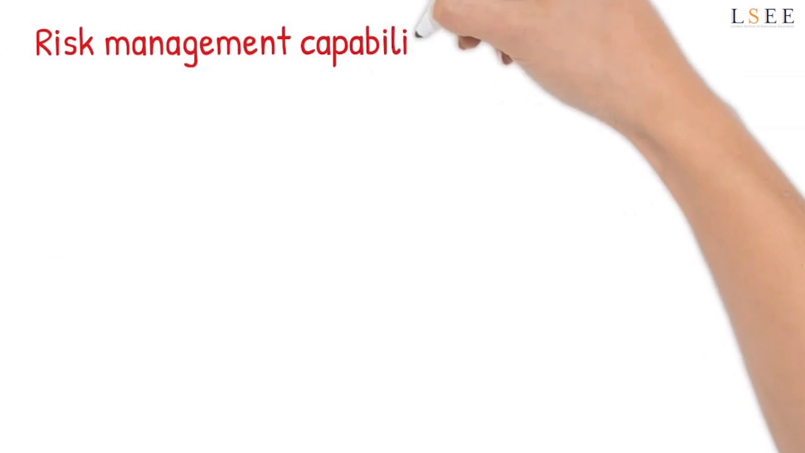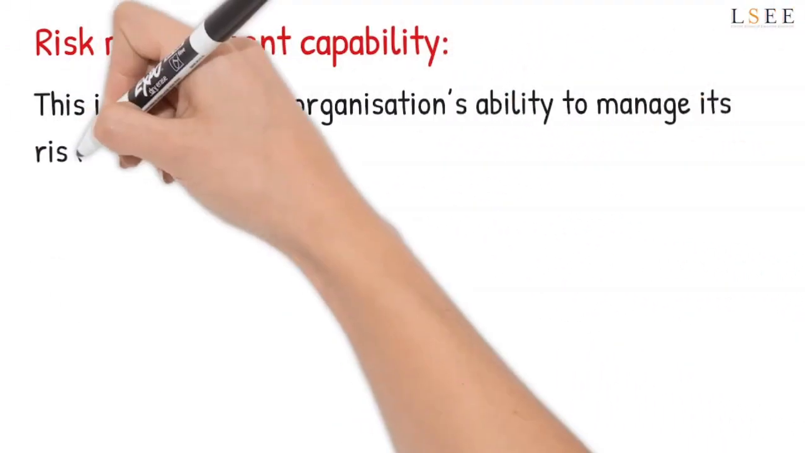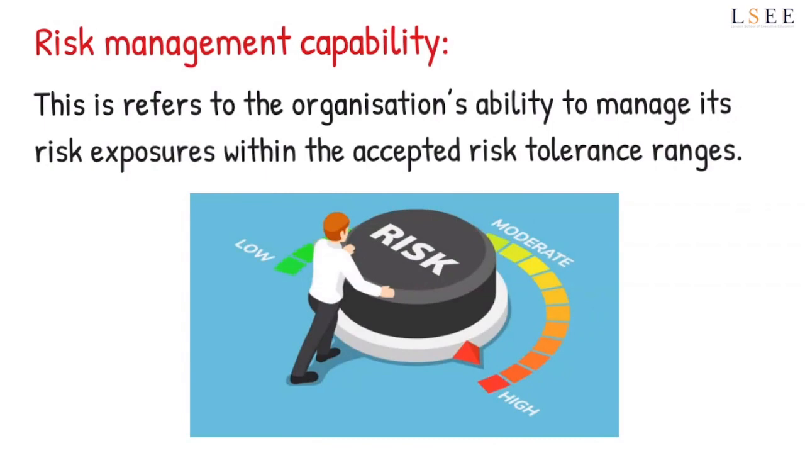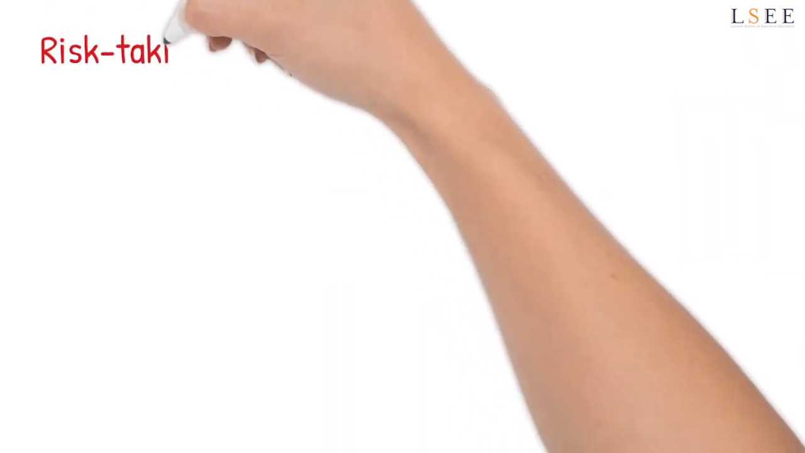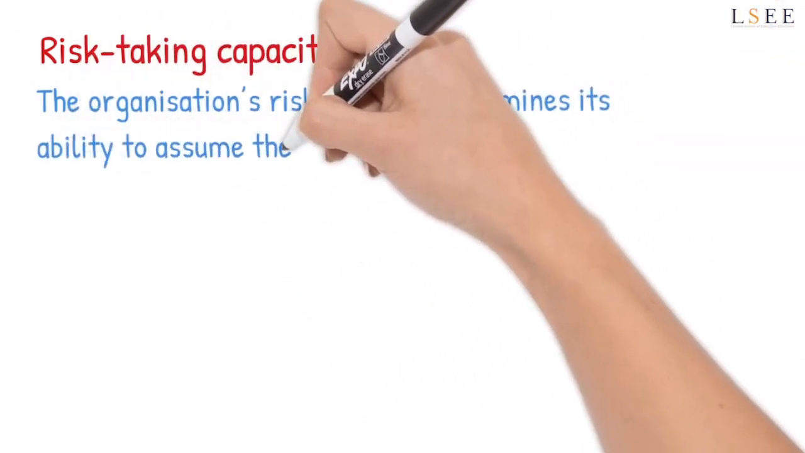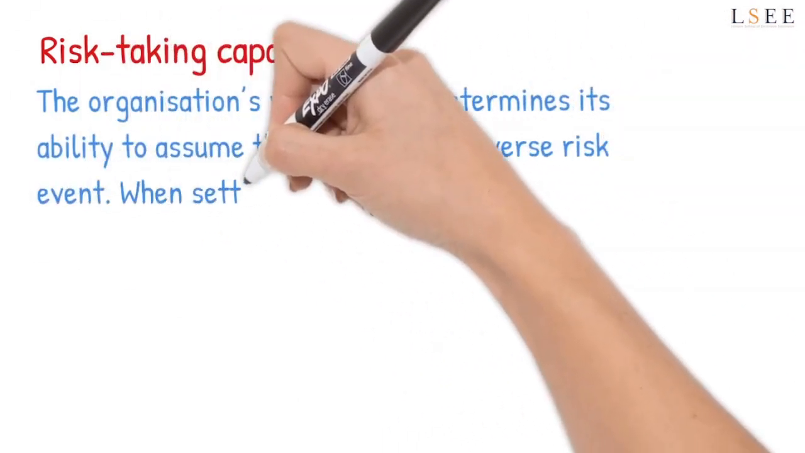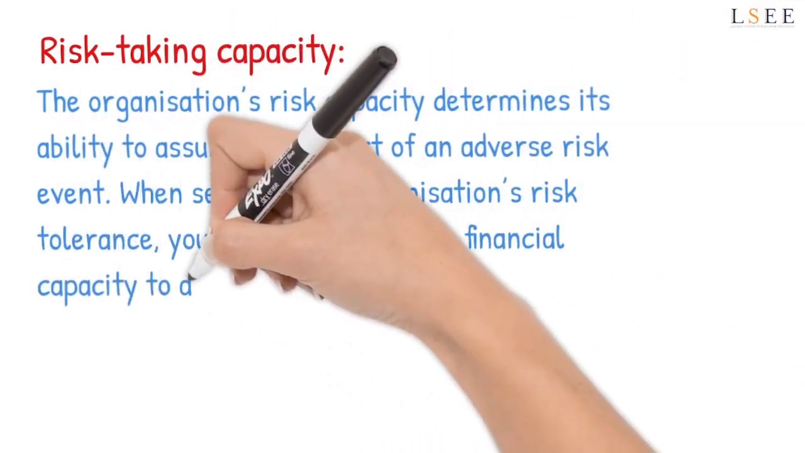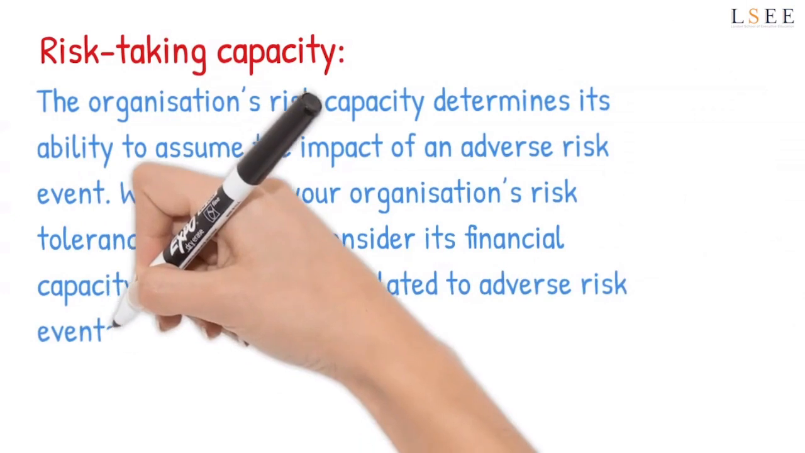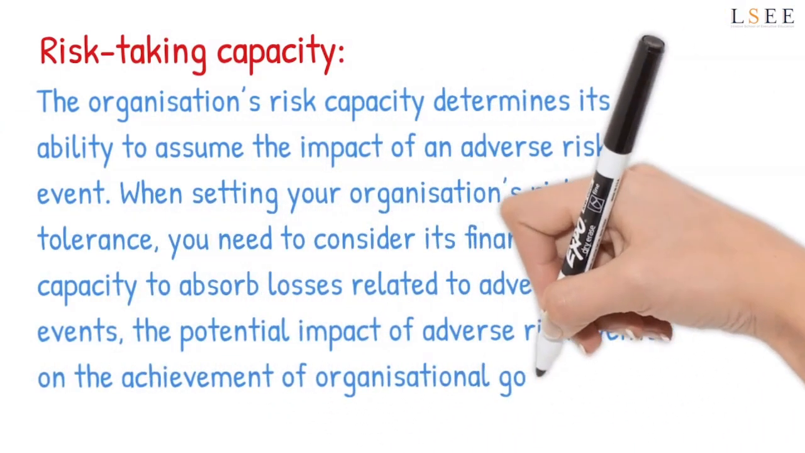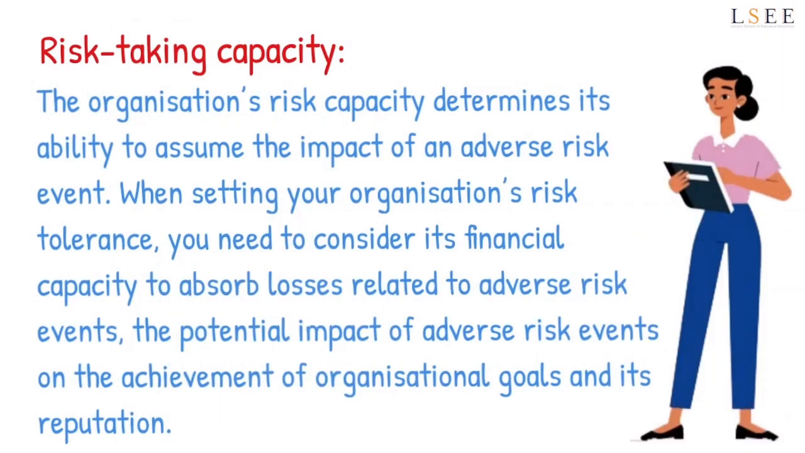Risk management capability. This refers to the organization's ability to manage its risk exposures within the accepted risk tolerance ranges. Risk-taking capacity. The organization's risk capacity determines its ability to assume the impact of an adverse risk event. When setting your organization's risk tolerance, you need to consider its financial capacity to absorb losses related to adverse risk events, the potential impact of adverse risk events on the achievement of organizational goals, and its reputation.